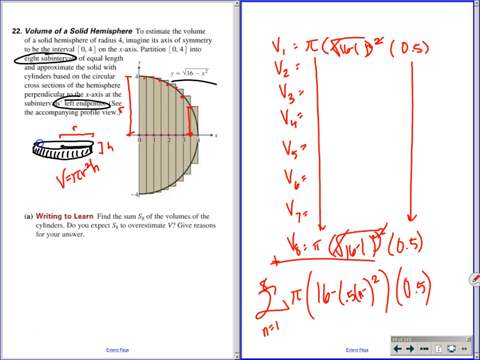0.5 times n minus 1. Would that work? 1 minus 1 is 0. I start at 0. 2 minus 1 is 1, so 0.5. 3 minus 1 is 2, so 1. And then 1.5, 2, 2.5, 3, 3.5. Got it. Plug in the last one. 8 minus 1 is 7, so 3.5. That's my last rectangle, my last cylinder. Got him. What's my final volume?